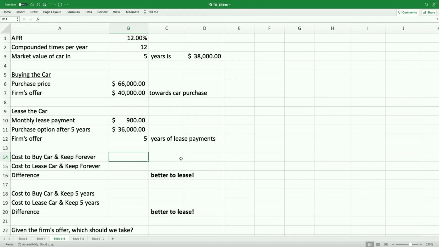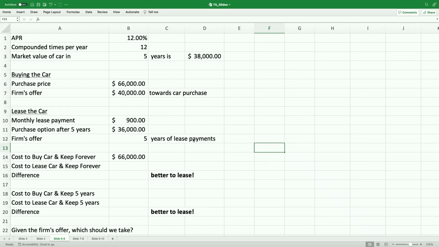What is the cost to buy the car and keep it forever? Well, sit and think about it for a moment. Hopefully, some of you will see, you know what? It's just $66,000. That's the cost to buy the car. Now, a few of you may say, whoa, hold on. I don't have the money. The problem is that I'm going to have to borrow that amount in order to buy the car. Oh, that's true, but the present value of the cash flows is going to be the same. Let me show it to you if you're skeptical.